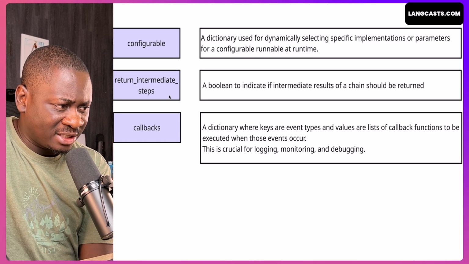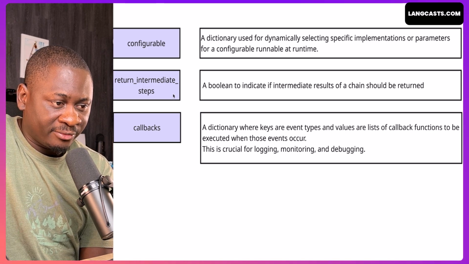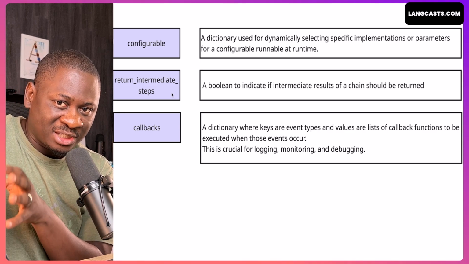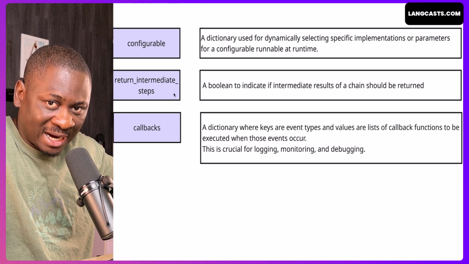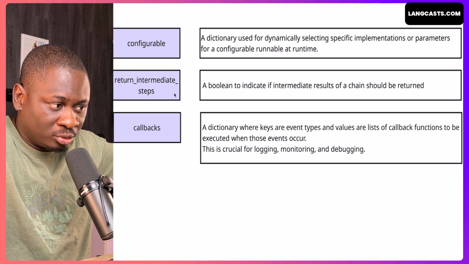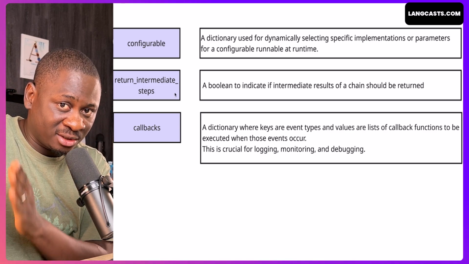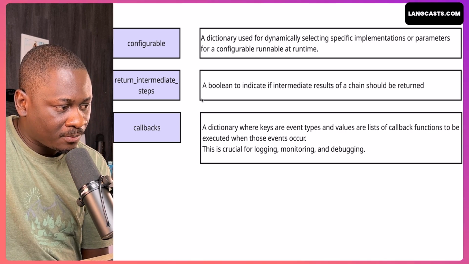We also have return intermediate steps, which is a boolean, false by default. If set to true, it can return the intermediate results within a chain. You know, so far, we've just been getting the final result in the chain, the output at the very last runnable. But if you set intermediate steps to true, you can actually get the result for each step in the chain. For each runnable in the chain, you get the result.